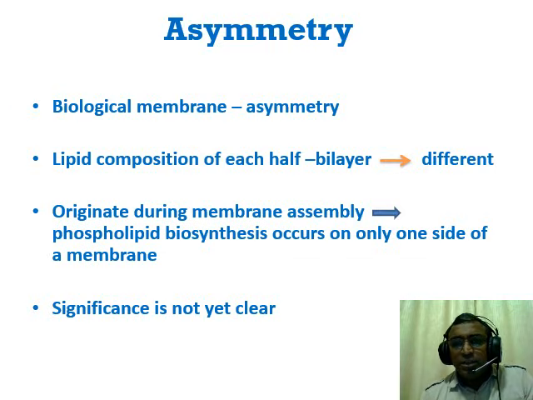And this is the fourth characteristic of the lipid bilayer, that is asymmetry. Here it has been found that during the making of the lipid bilayer, there are more phospholipids on one side compared to the other side. Why this comes about is not really known, and the importance of having this asymmetry of the lipid bilayer is also unknown.